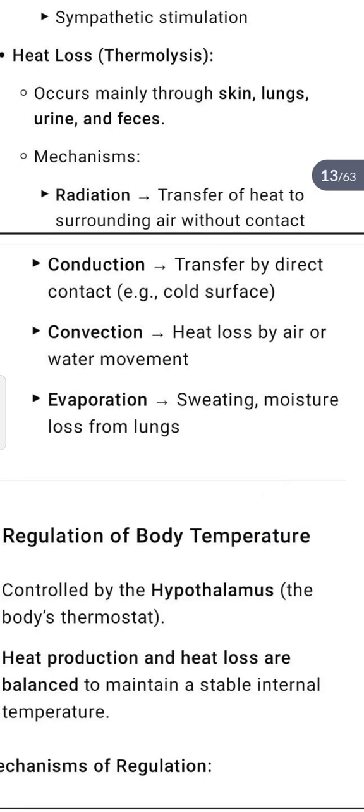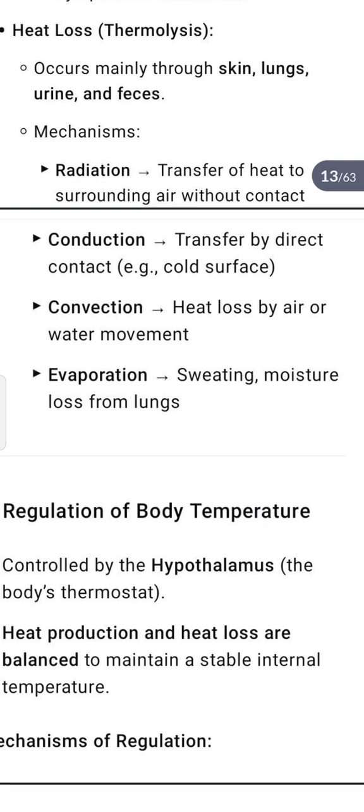Radiation, transfer of heat to surrounding air without contact. In this there is no contact between the object. Conduction, transfer by direct contact. Conduction में direct contact से transmission होता है.